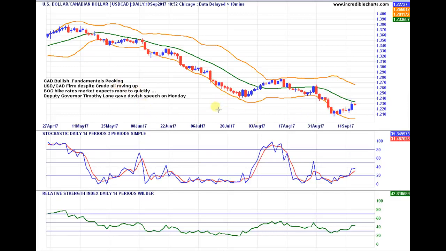High crude prices or strong crude prices would normally be supportive of the CAD, but over the last week or so they haven't been. Bank of Canada, they did hike rates. That's what caused this nice move down here. And then the market expects more too quickly. Okay. Now, on the follow through here, we wanted to buy. I'll come back to that in a moment.